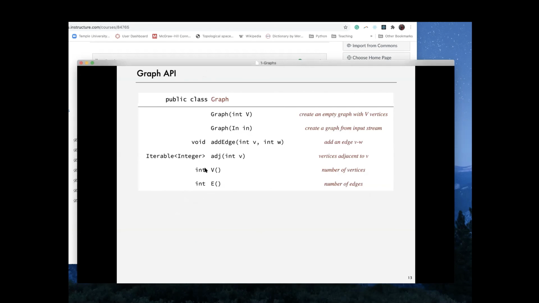Okay, and then we'll also have convenience methods called V and E. This one returns the number of vertices in the graph, and this one returns the number of edges in the graph. That's it. That's our graph API.